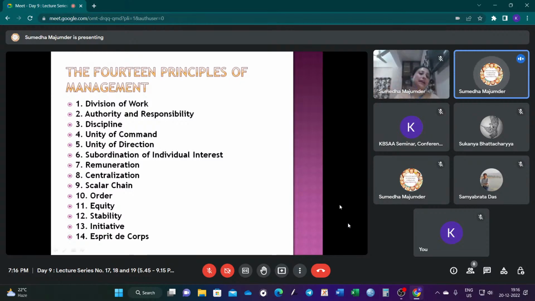Then the unity of command and unity of direction. Unity of command is nothing but the instruction from the higher authority. Suppose if I am an accounts executive, then definitely I have to follow the instruction of the accounts manager. Suppose in any business there are 3 or 4 accounts managers, then definitely it is very hard for any accounts executive level worker to follow the instructions of 3 or 4 accounts managers.